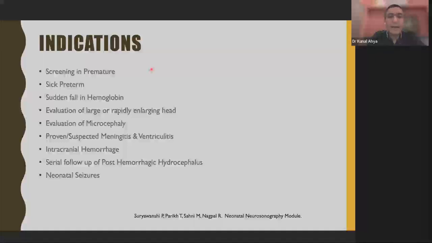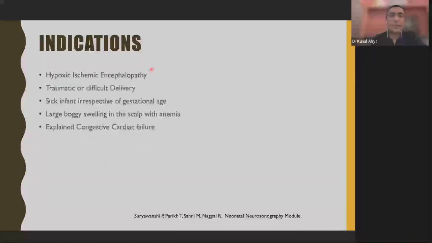You can identify, so it is not that easy in head ultrasound, but still you can rule out some of the major congenital malformations. If you are suspecting any meningitis, ventriculitis, or intraventricular hemorrhage, you need to do a serial follow-up of the babies for post-hemorrhagic hydrocephalus. Any baby who has thrown a seizure, you can do a head ultrasound to find out the cause.